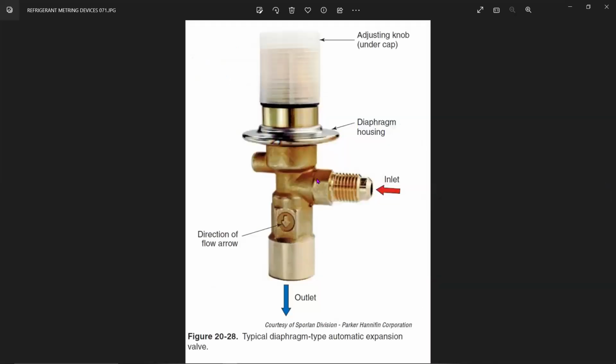Basically, look, this is the wall. Then on top is the diaphragm bellows. This is the housing. On top of it is the adjusting cap to adjust the pressure of the diaphragm. And this is your inlet. This is the outlet. And this is the direction of the arrow which is showing the exact operation of it.